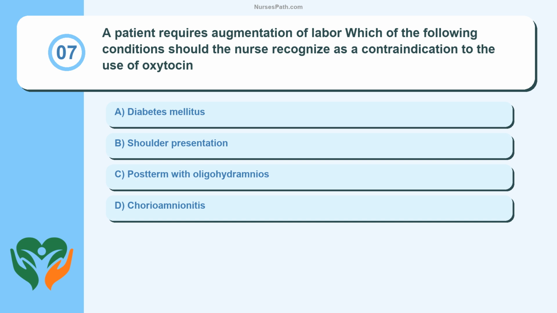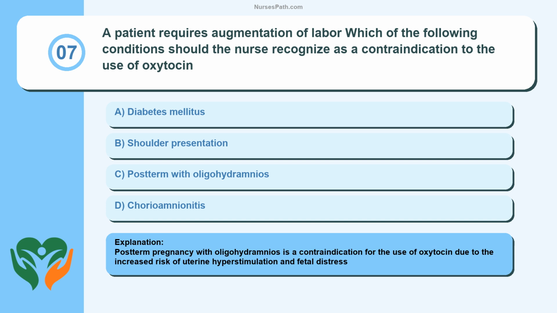Question 7. A patient requires augmentation of labor. Which of the following conditions should the nurse recognize as a contraindication to the use of oxytocin? Diabetes mellitus, shoulder presentation, post-term with oligohydramnios, chorioamnionitis. Post-term pregnancy with oligohydramnios is a contraindication for the use of oxytocin due to the increased risk of uterine hyperstimulation and fetal distress.